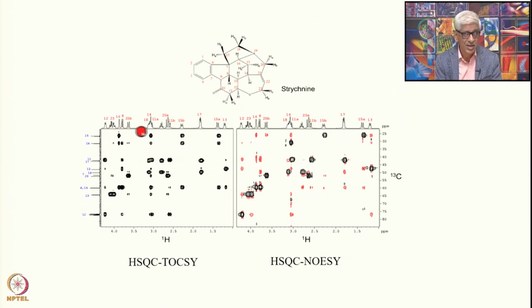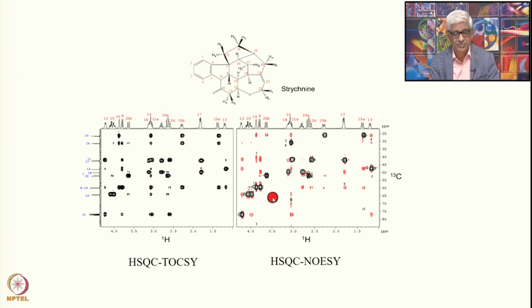So this assignment has come as the result of analysis of these spectra. So you have the carbons and you have the connected protons to them, and you go to the next carbon which is connected to that, then you walk through the spectrum to identify the entire network of carbons which are connected to each other. So that is how you get a sequential walk, or a walk through the spectrum, through the TOCSY spectrum, to identify the various carbons in your molecule.